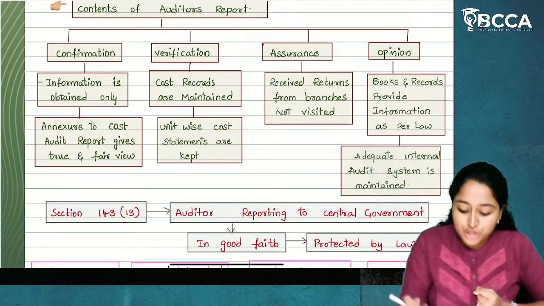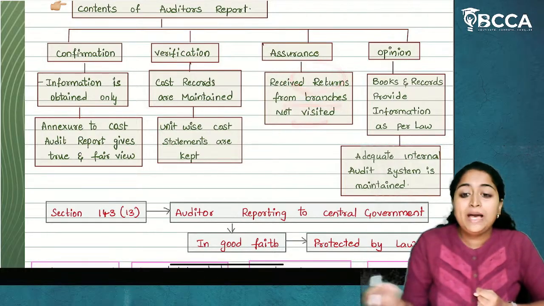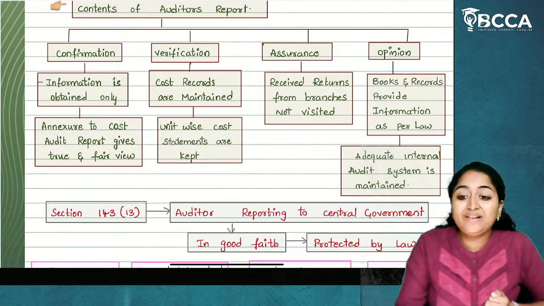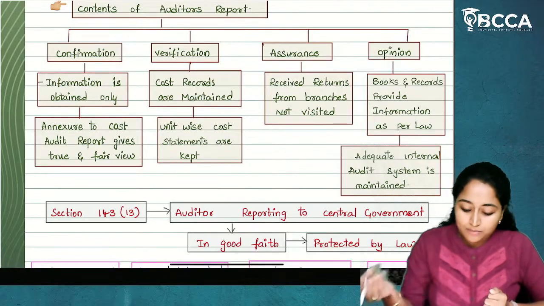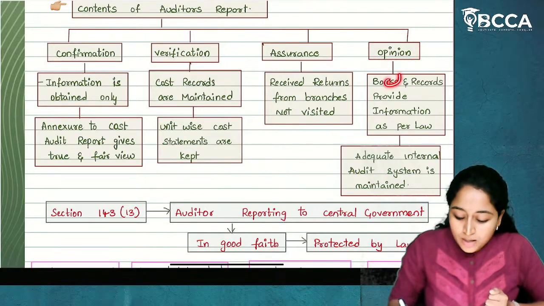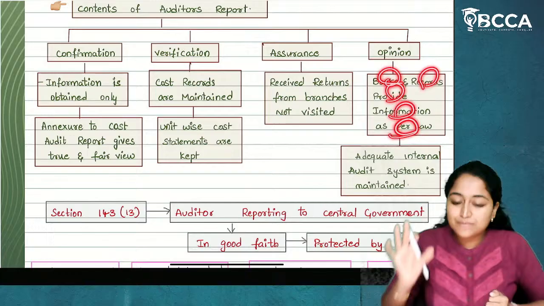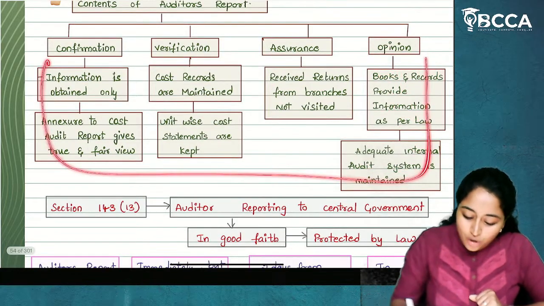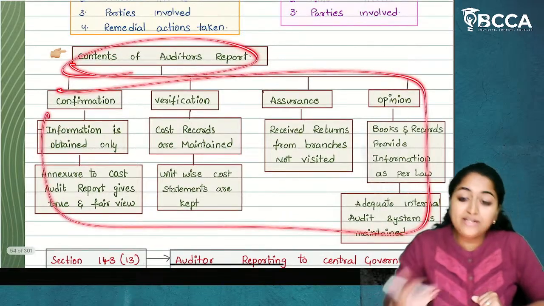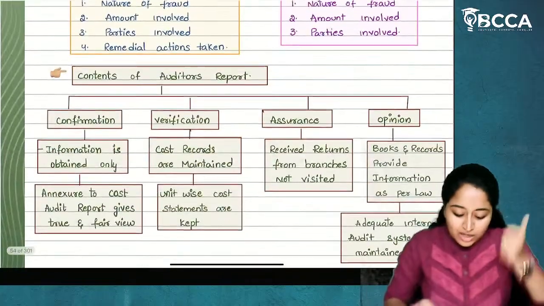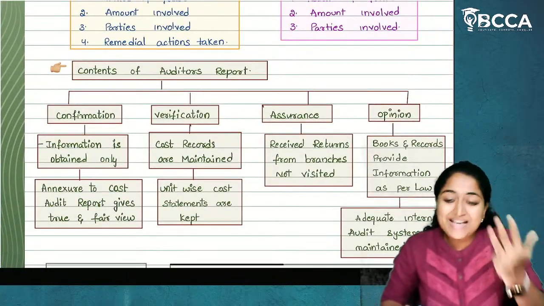And he has to give the assurance that he has received returns from the branches not visited. Now, if there are any subsidiary companies that are not visited, even though the records and returns are collected, he has to give an opinion. Books and records provide the information as per law. Adequate internal audit system is maintained. Regarding all this, he has to have the contents of the audit report, which is his duty. In his audit report, he has to give confirmation, verification, assurance, and opinion.